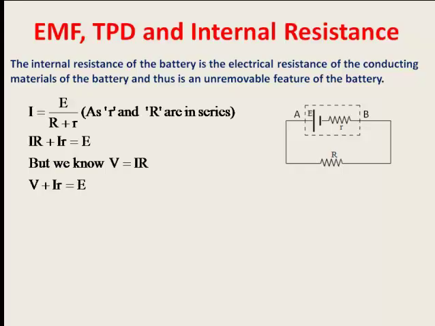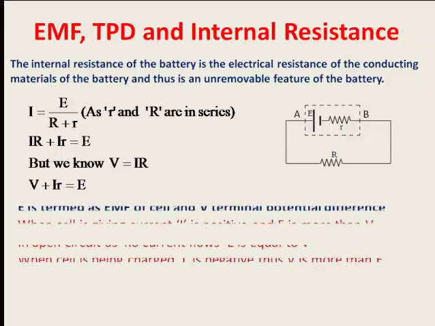Supposing we connect a voltmeter across AB. Now AB, in the upper part of the journey, is from the cell, and in the lower part of the journey, AB is via the external resistance R. When the current I is flowing, I into R will be the voltage reading. That's why we write V = IR, and substituting the value, we get V + Ir = E. Remember, here V is the potential difference.